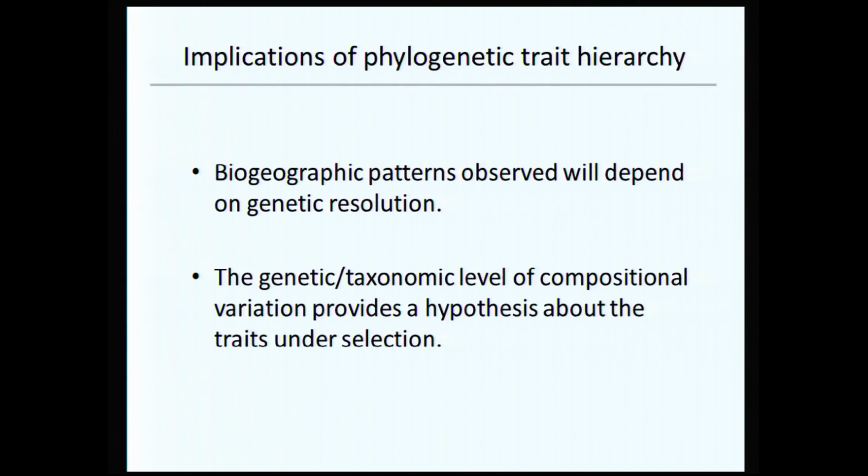And the second implication is that the taxonomic or genetic level that you use to look at your pattern then provides a hypothesis about the traits under selection. So you can go to a different environment, and if this hierarchy holds up across the whole microbial tree of life, then even if we're moving across systems, we might be able to test hypotheses, whether you're looking in an ocean or in a built environment.